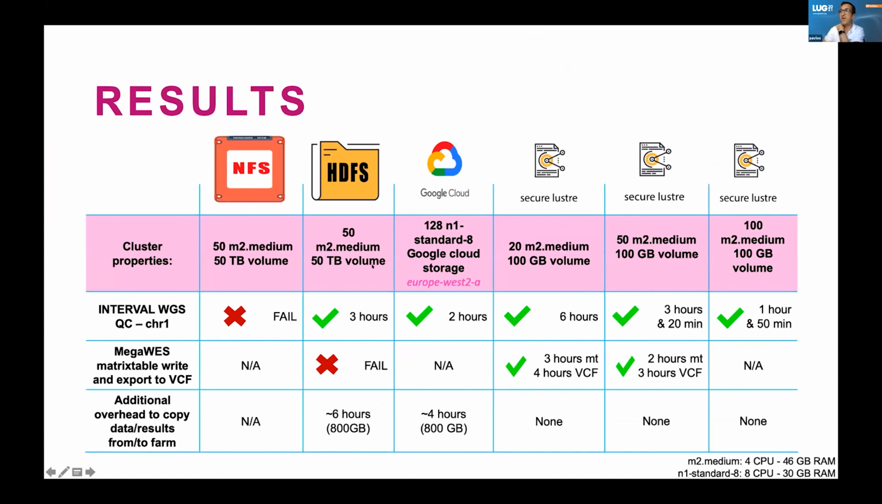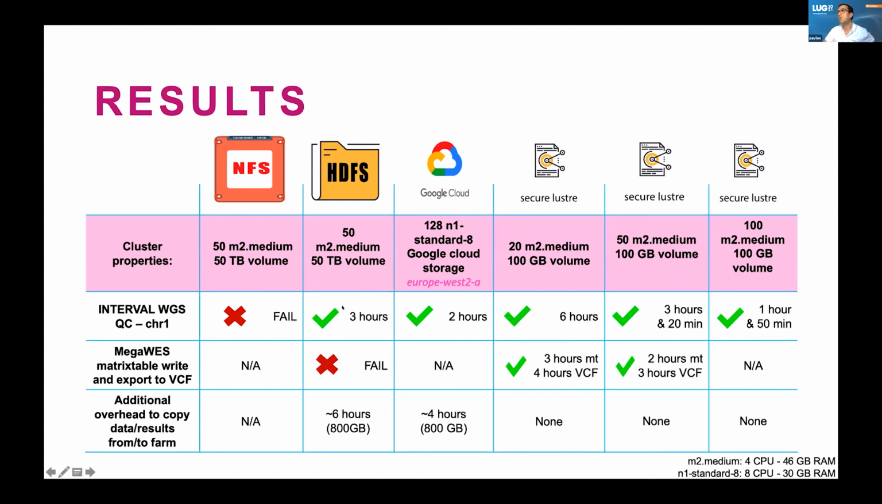So on the first row, I have the cluster properties for each individual test. If we look at the second row, it has the first project, which was the QC for the chromosome 1 whole genome sequencing interval project. As I mentioned, this step failed with the 50 worker cluster with the 50 terabyte volume. It was failing with the persistent NFS volume.